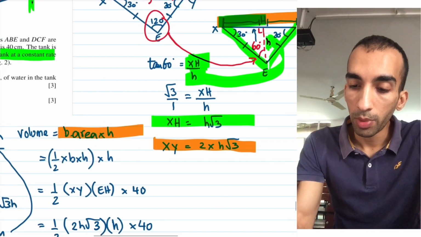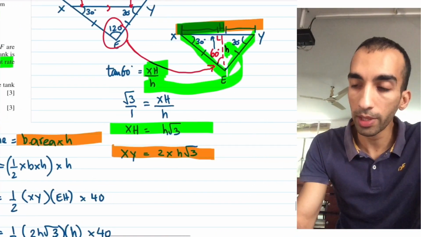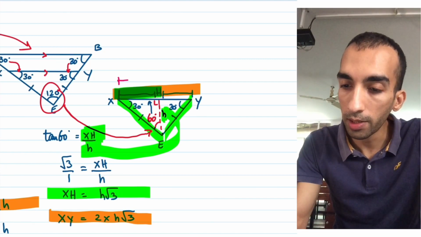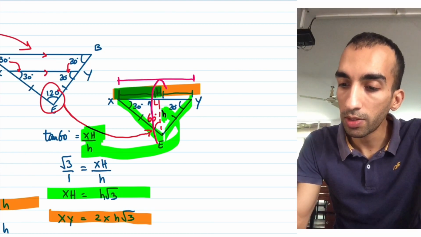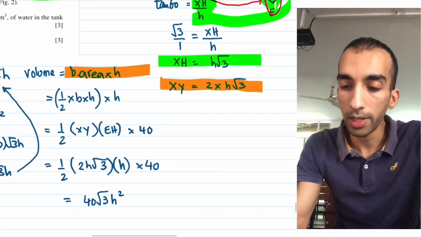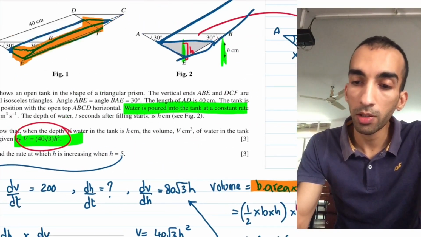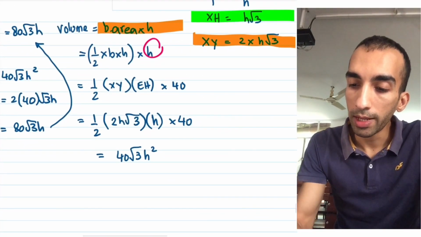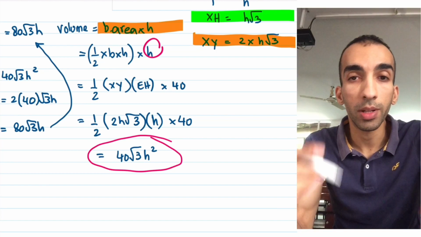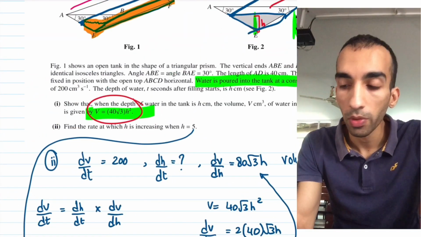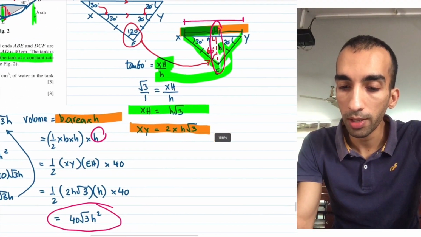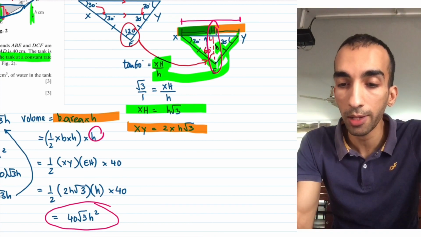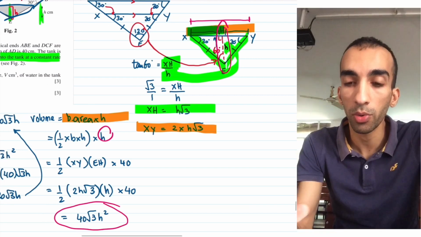So how do I get the base area? Half into xy into EH. Now what is the value of xy? This is xy from here till here, and EH is this value over here. Half into base into height into 40. This 40 is representing the length of the shape. So what do I get? 40 square root of 3 h square, exactly what they asked us to show, right? I can show you the entire working over here. If you want to take a screenshot, or if you want to pause the video and try to understand what's going on again, or if you want to do it yourself, you can do that.